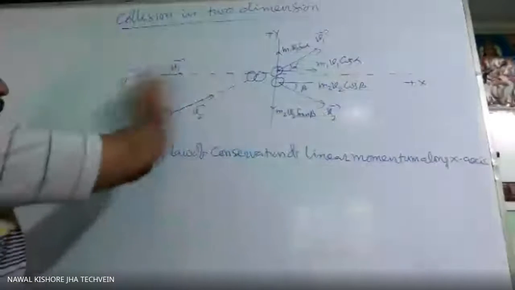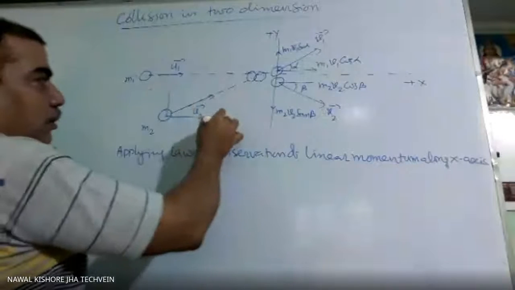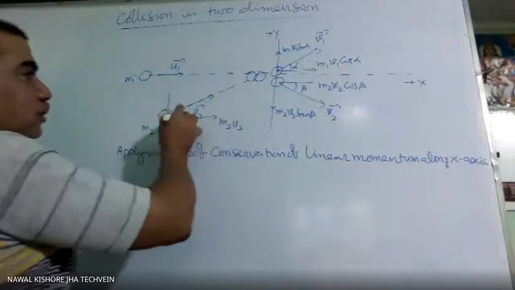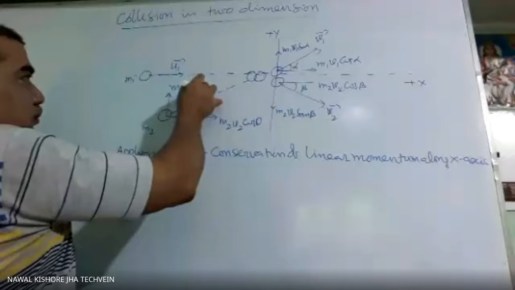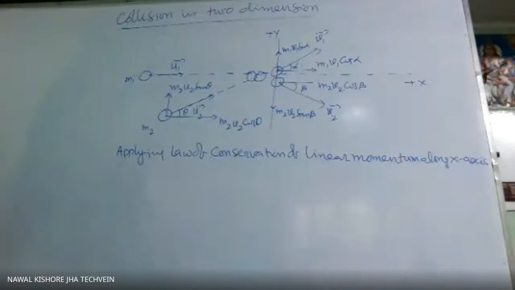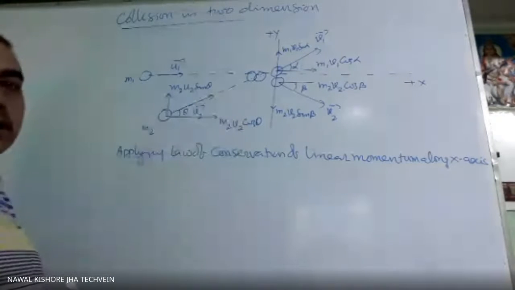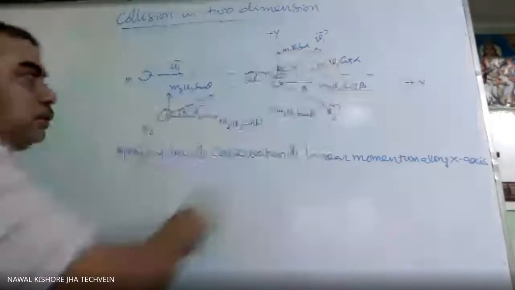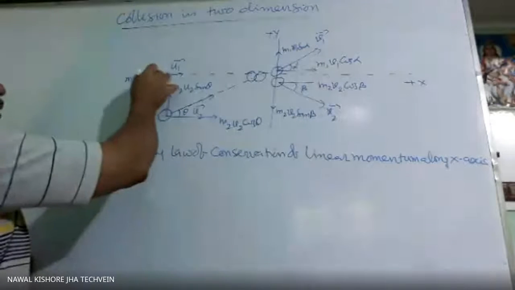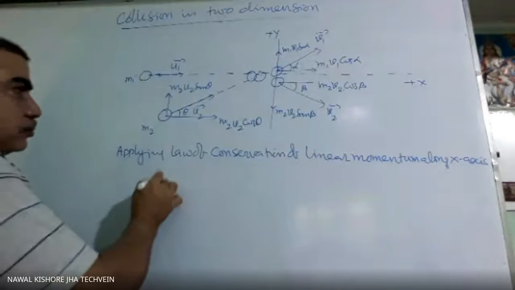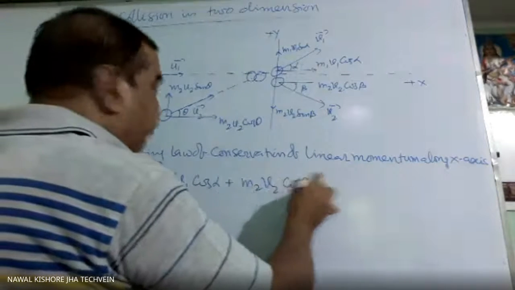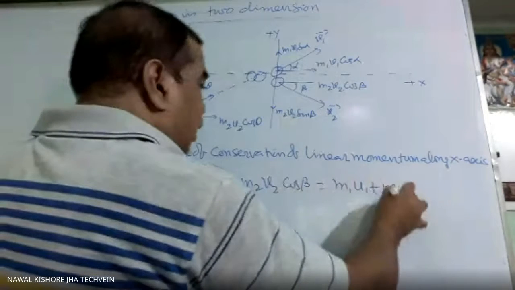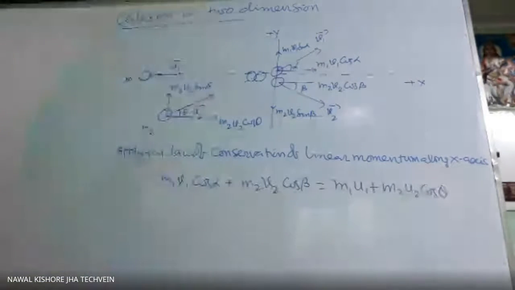This one is along the x-axis only, it has no y component, whereas for this one, M2 U2, this angle will be given. Suppose this makes an angle of theta. M2 U2 cos theta. So if we apply the law of conservation of linear momentum along the x-axis, these two are the momentum after collision, and this is the momentum before collision. So M1 V1 cos alpha plus M2 V2 cos beta will be equal to M1 U1 plus M2 U2 cos theta. All are along the x-axis only.